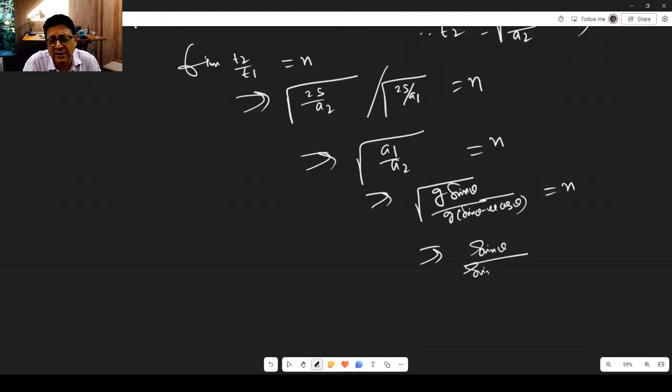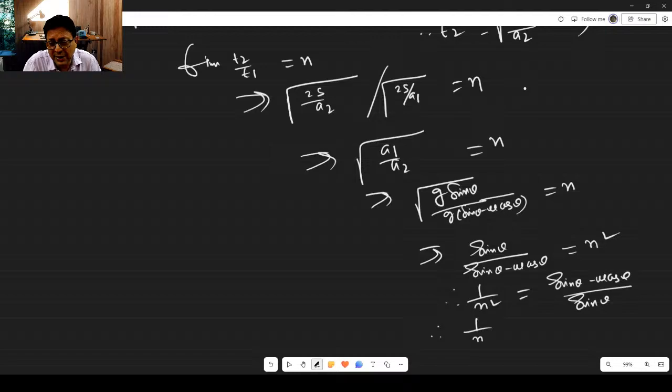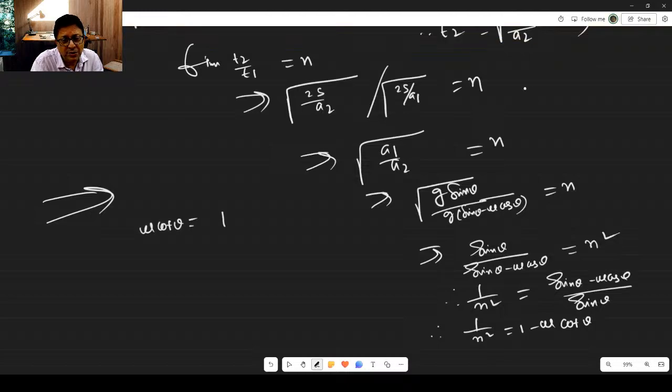sin theta upon the bracket, squared, is n square. So 1 by n square equals sin theta minus mu cos theta by sin theta, since g gets cancelled. Therefore 1 by n square equals 1 minus mu cot theta. So mu cot theta equals 1 minus 1 by n square. So mu equal to tan theta into (1 minus 1 by n square).